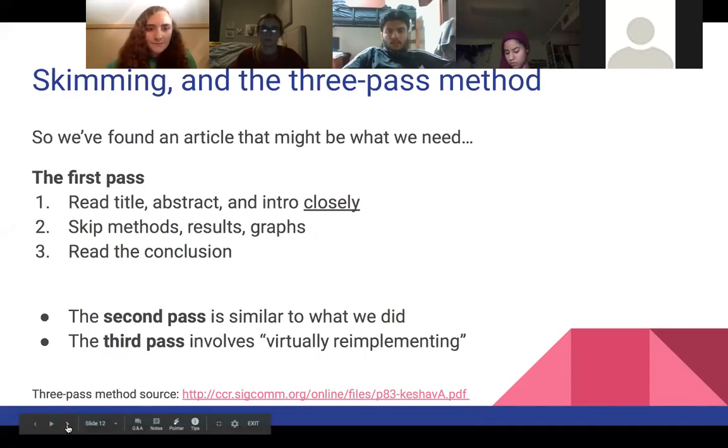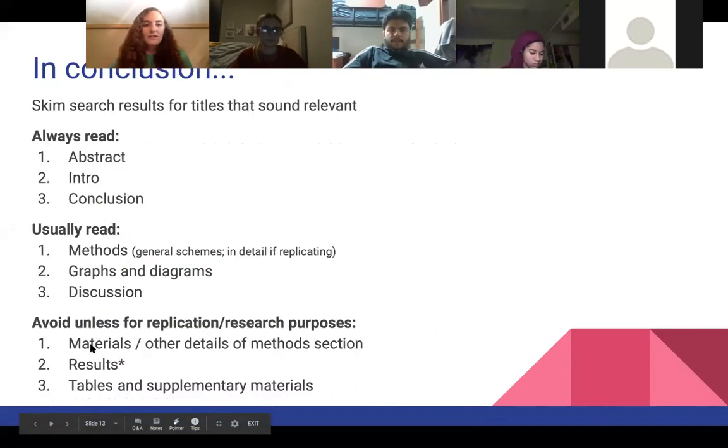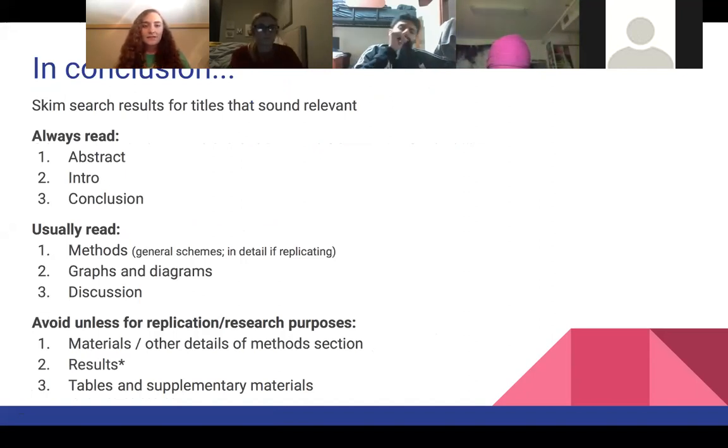Okay, so in conclusion, for skim searching, you always want to read the abstract, the intro, and the conclusion. And if you have more time, you want to maybe read the methods for general schemes, and look at the graphs and diagrams and the discussion.